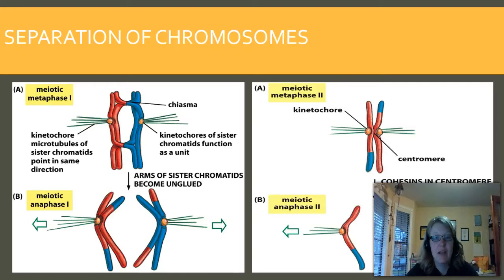We then hit meiotic metaphase 2, and this is when the cohesins in the middle are going to separate. This is when the kinetochores start acting on their own, and the microtubules are going to separate them on their own this time. But you can see once again how that crossing over event has changed these. So each of these chromosomes is still a unique chromosome from what it was before.